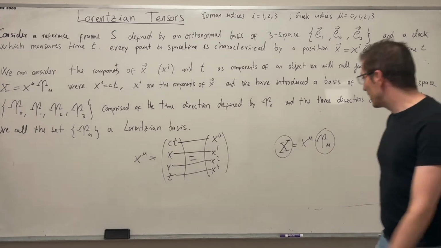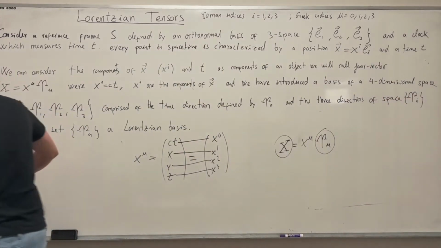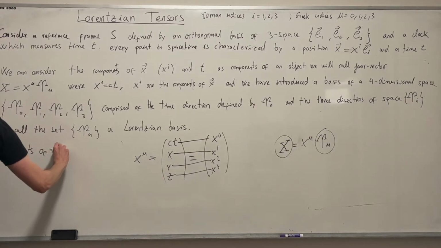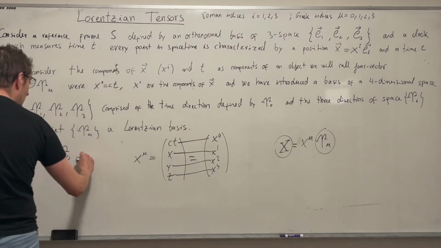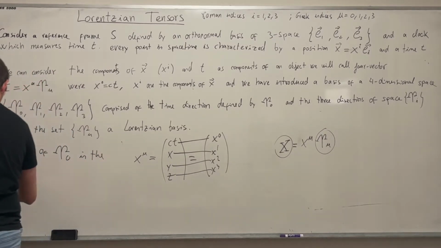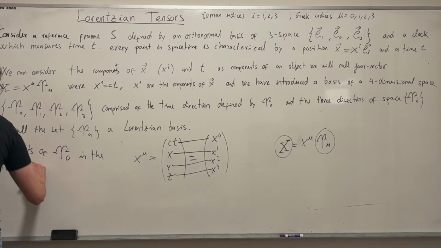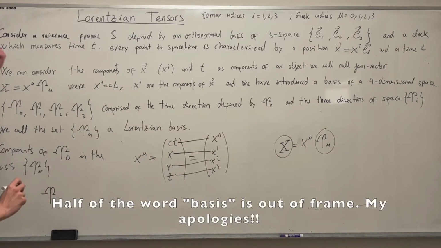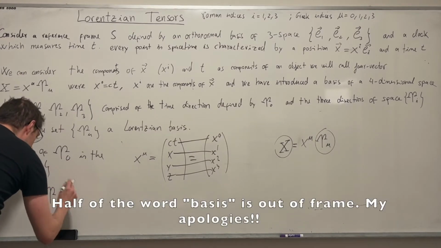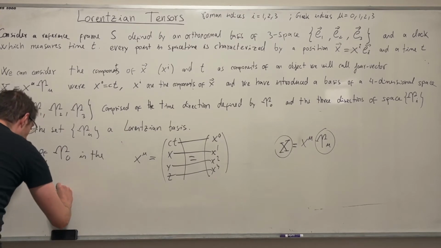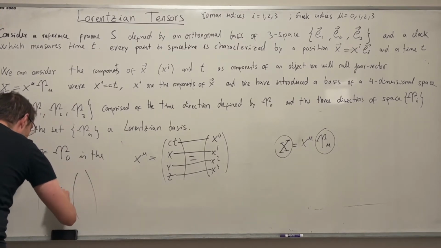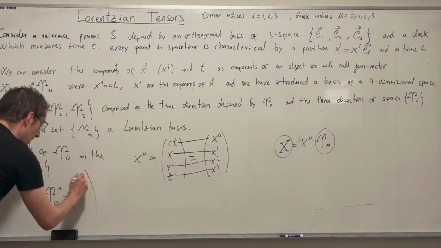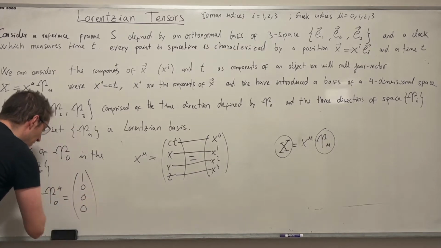In fact, I can write these abstract vectors if you want. What are the components of, let's say, epsilon 0 in the basis epsilon mu? Well, that's easy. Epsilon 0 is the vector in the direction of time only. So epsilon 0 component mu, if you want to gather them in a column vector as I did before, will be 1, 0, 0, 0.